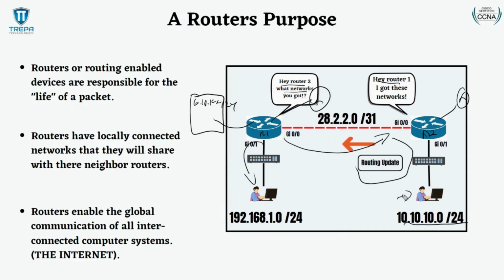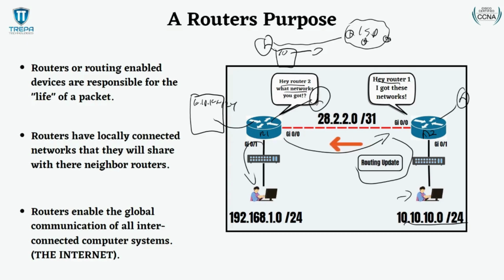So routers enable the global communication of all interconnected computer systems. A fancy way of saying that routers make the internet. Without routers sharing the networks that they know about and forwarding traffic correctly, we wouldn't have the internet. You watching these videos at home, that home router that you have right now, it does have its own routing table. It may not be a Cisco router, it may not look the same, but it does. It's going to have something like this. Send all traffic out this way towards my ISP. And then these ISP routers are going to be the hops that get you to your final destination.